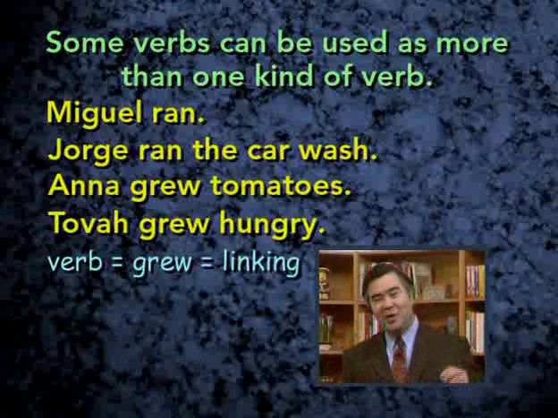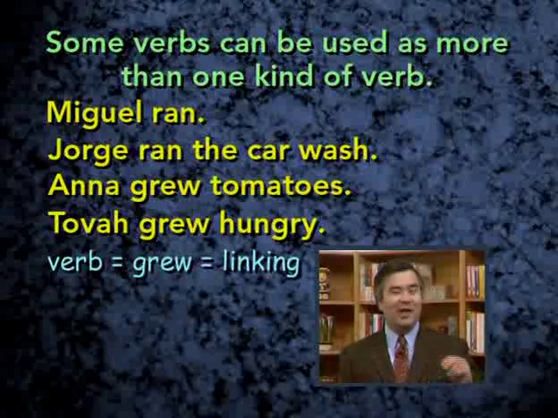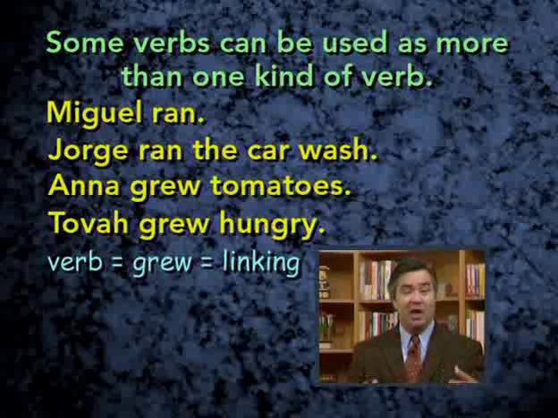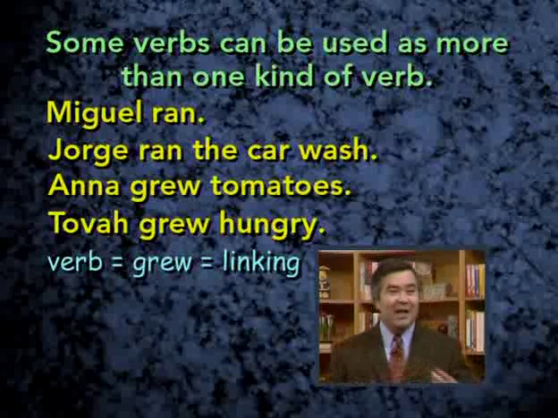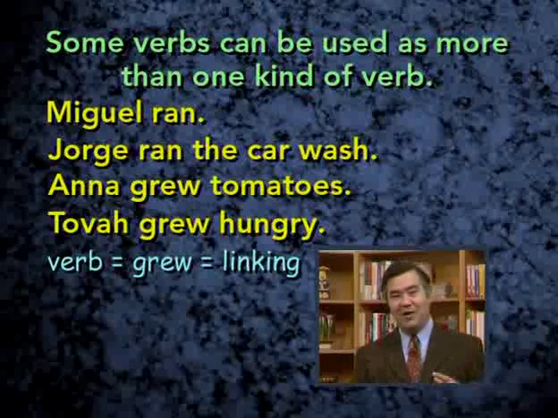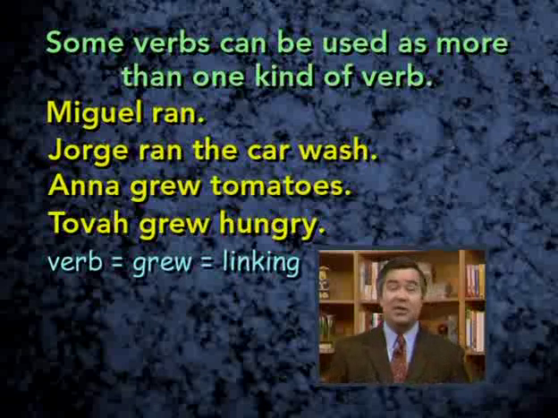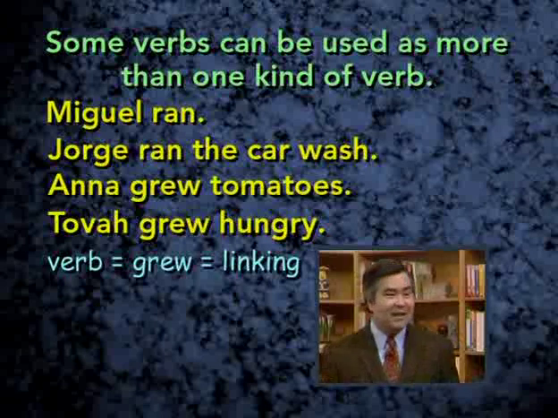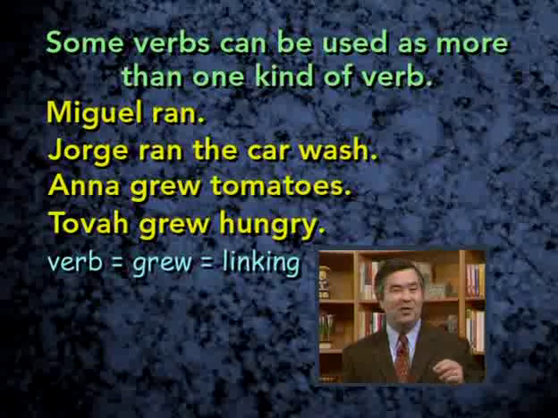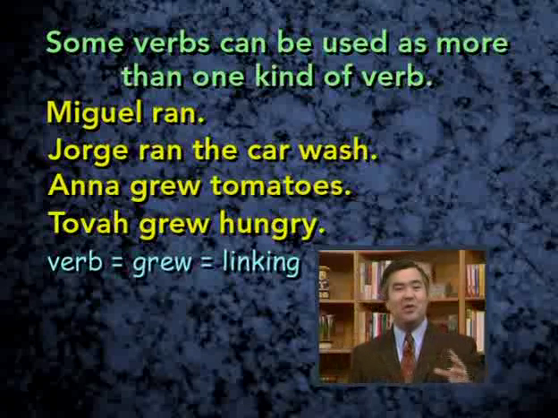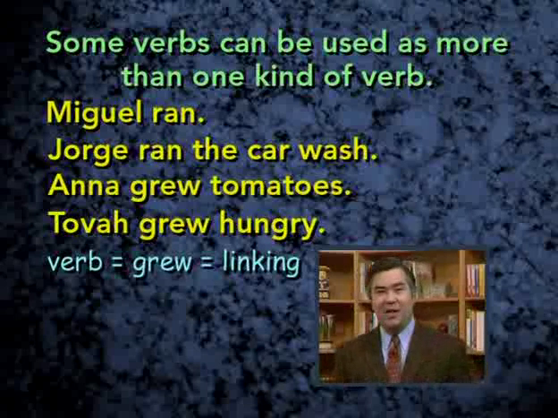The two words Tova and hungry are being linked or equated. We're being told, in effect, that Tova was hungry. She grew hungry, that is, she got to be hungry over time, but in effect, the two things are being equated with one another. Tova was hungry. That's another way of saying almost the same thing as Tova grew hungry. So in this particular example, the verb grew is being used as a linking verb. It is linking Tova and hungry. The two things are being equated with one another.